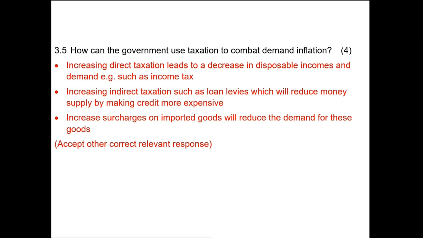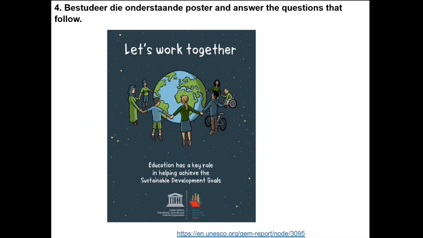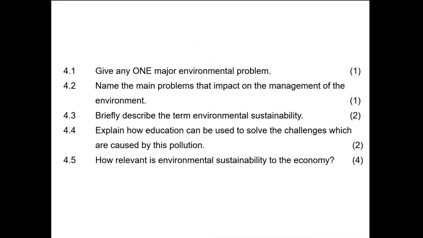Okay, so guys, we're going to move along to question four now. We have a poster over here, and we need to study the poster and answer the questions that follow. We have some people, whether kids or adults, forming a human chain around the earth. The caption reads, education has a role in helping achieve the sustainable development goals. So we have questions to answer regarding this.